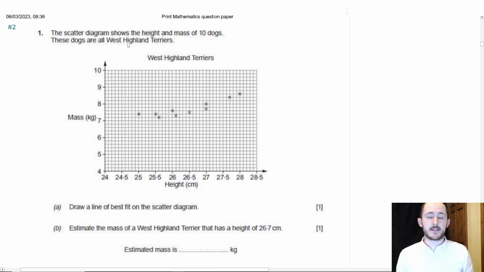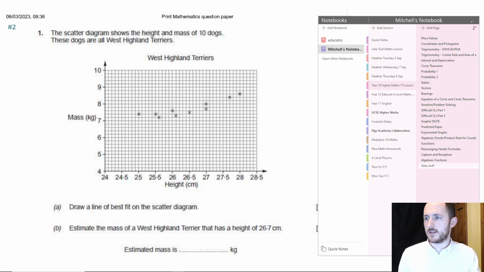So in this case, we've got a scatter diagram. So what is a scatter diagram? Well, all you have is an X and Y axis that have continuous data on them. And you just plot little X's, okay? Nice and easy. However, the first question here says draw a line of best fit. That's the only additional thing for a scatter diagram.